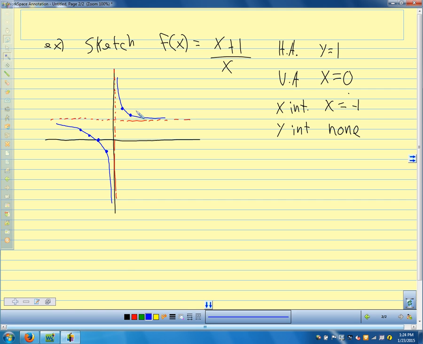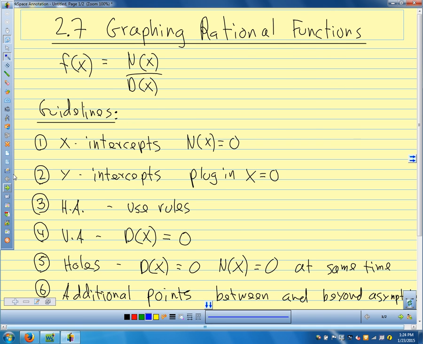All right, questions on that graph? So once we find our asymptotes and our intercepts, just plug in some numbers and calculate to get the shape of the graph. All right, let's look at one that's a little more interesting.